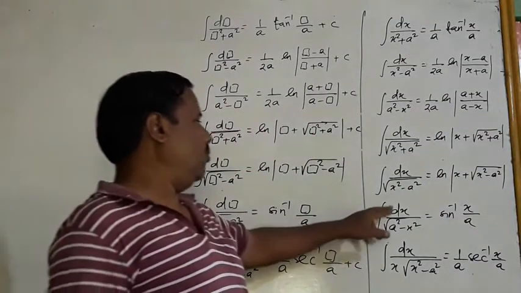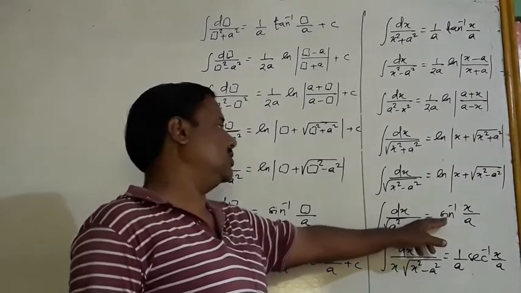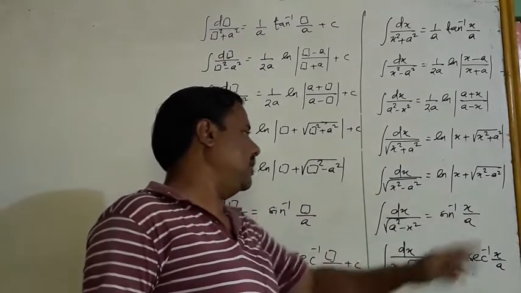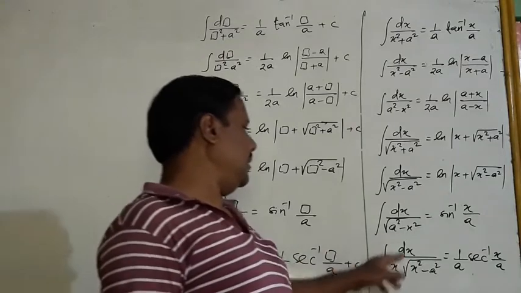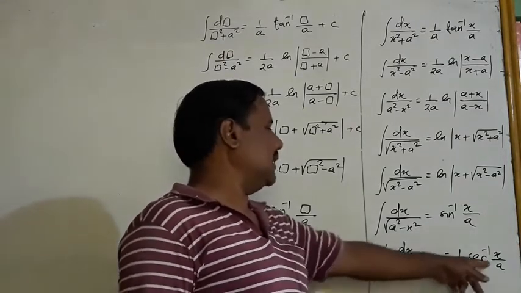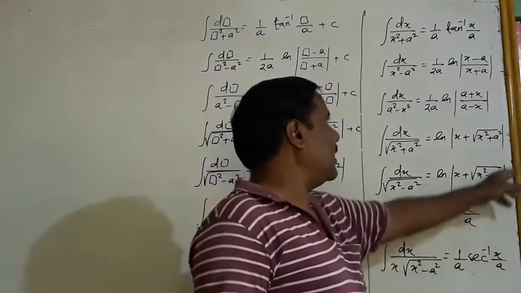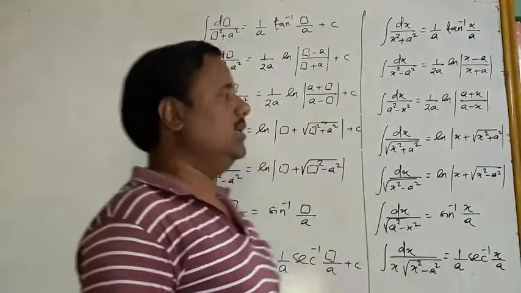But here look. 1 by root over 1 minus x square is the derivative of sine inverse, so write it sine inverse x by a. And here 1 by x into root over x square minus 1, so put sec inverse there. Okay, sec inverse x by a. Here I am not writing c, you should write.